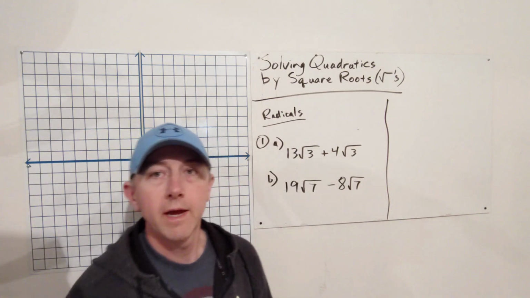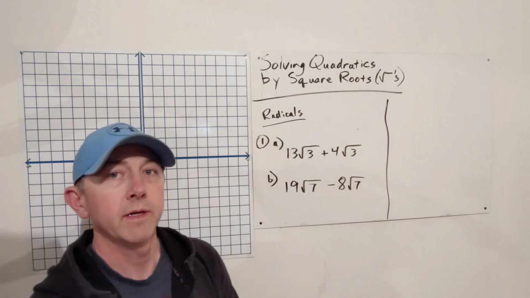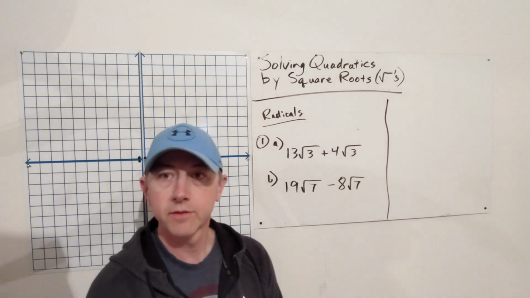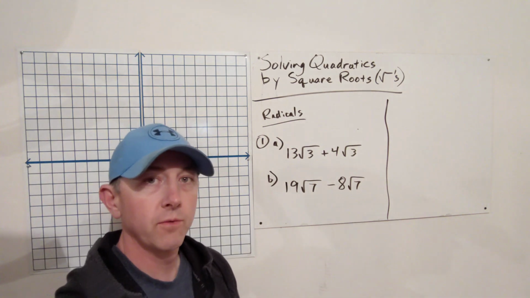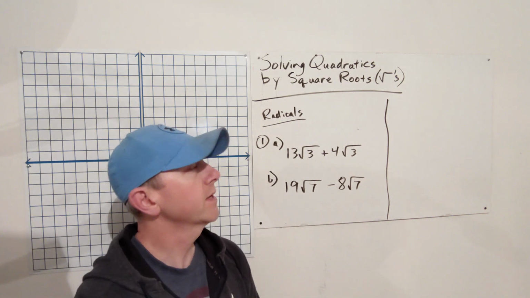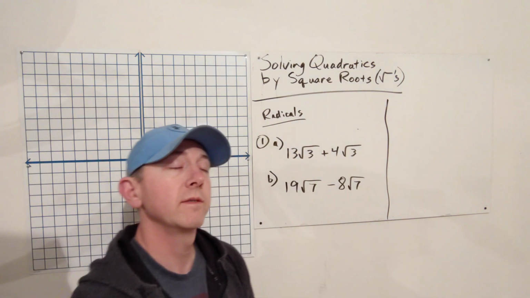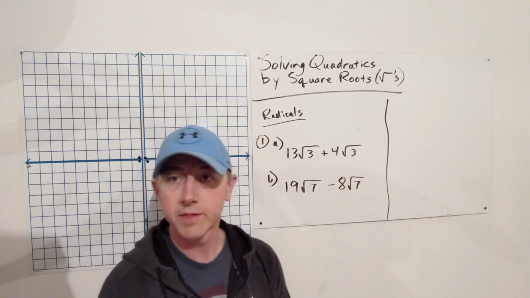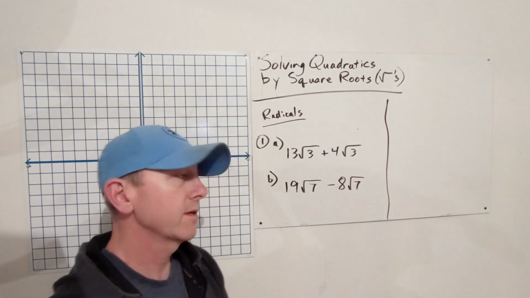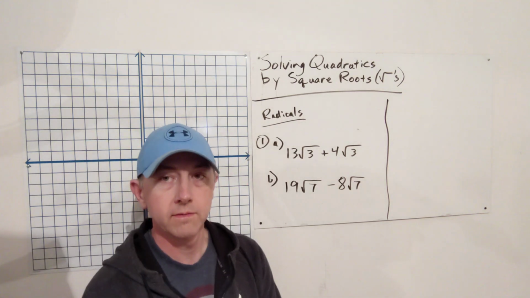Today we're going to take a look at solving quadratics by square roots. There are several different ways to solve quadratics, actually 4 different ways. Solving quadratics by square roots is probably one of the faster ways that we're going to see. There are only specific times it works, but I think you guys are going to like the pace at which it goes.